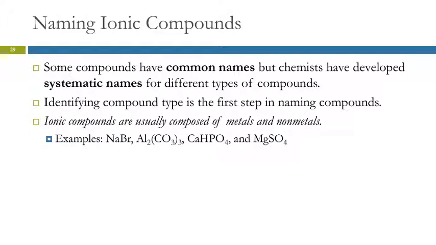So we have to identify what kind of compound. So right now we're just talking about ionic compounds. And we identify them because they're usually a metal and a nonmetal. There's a metal, metal, metal, metal. These all have metals in them. The exception would be if it starts with NH4.